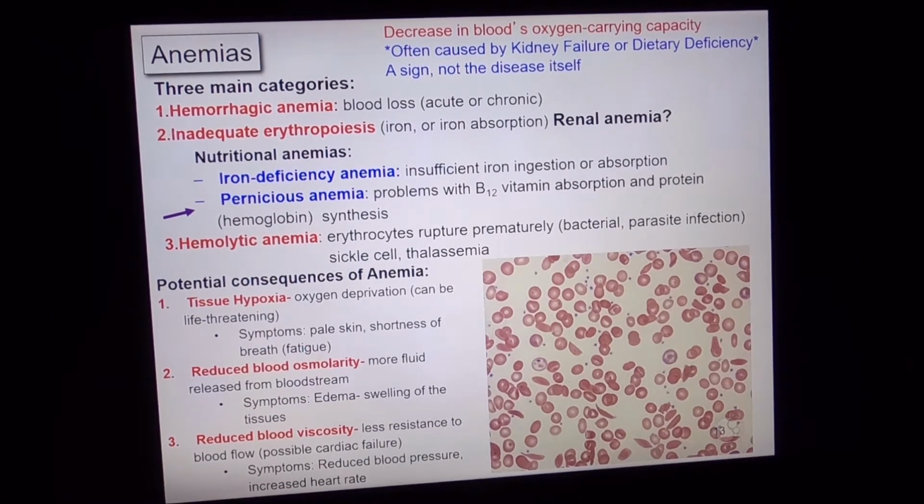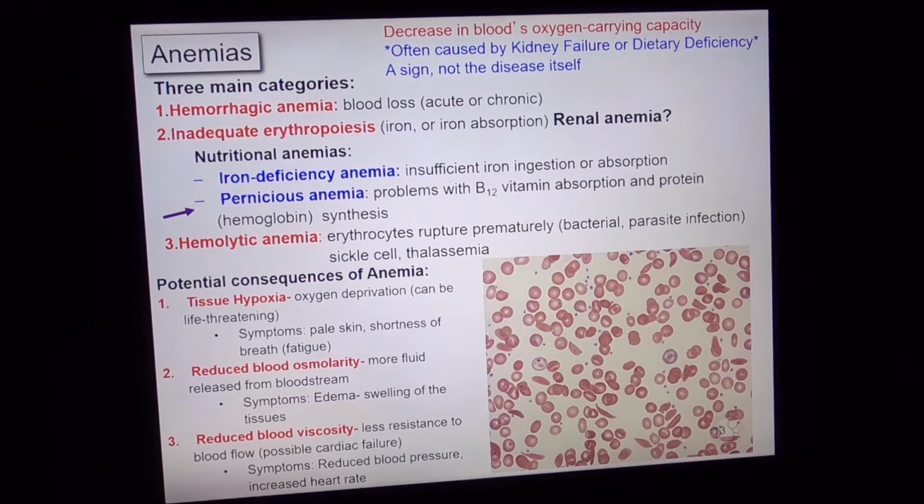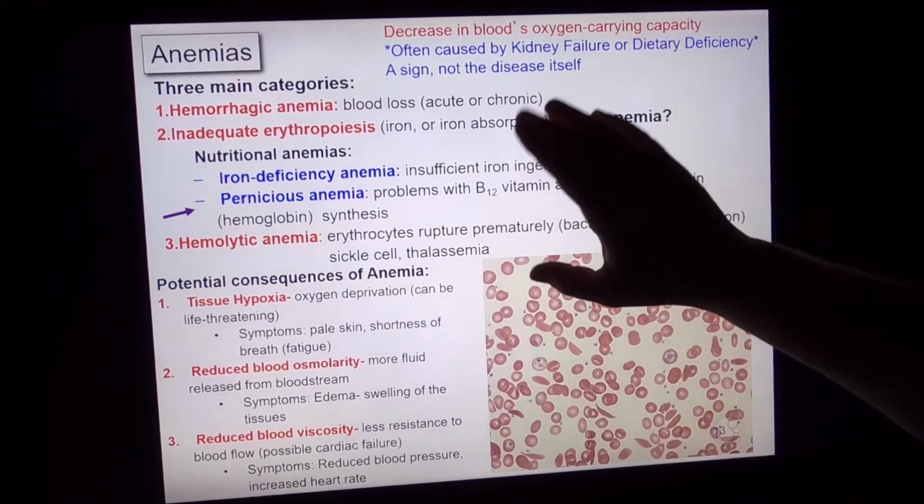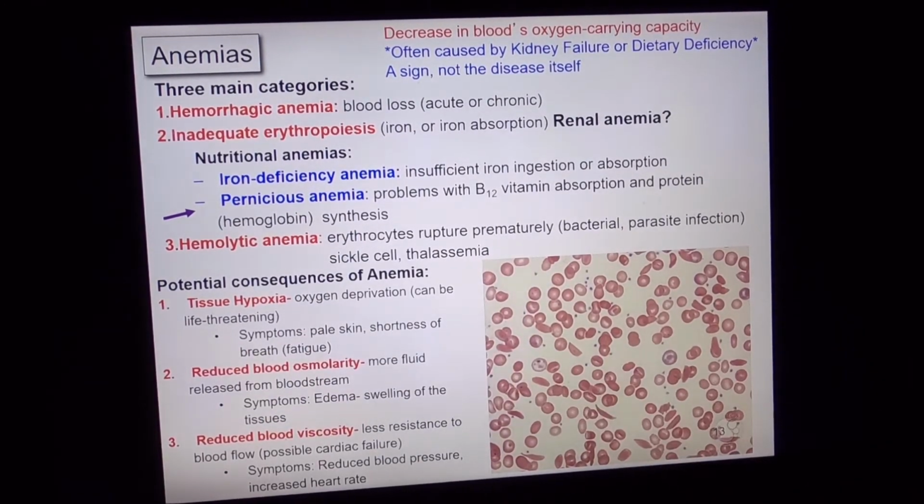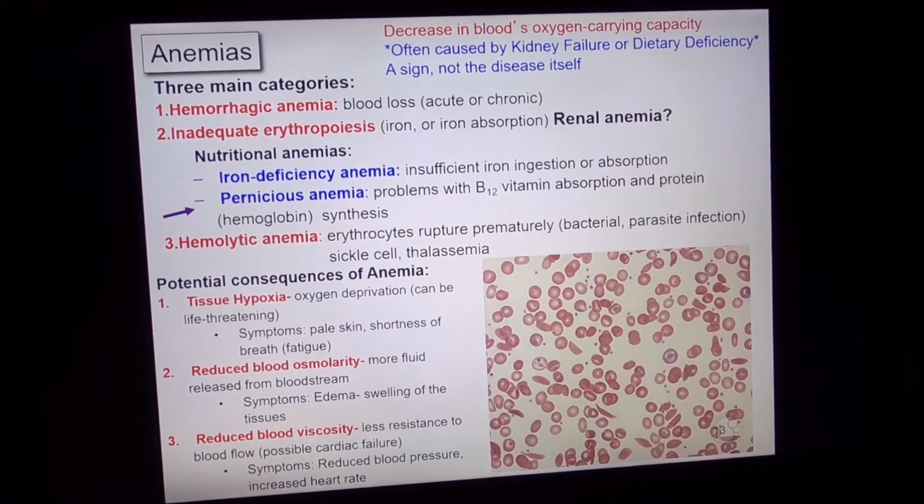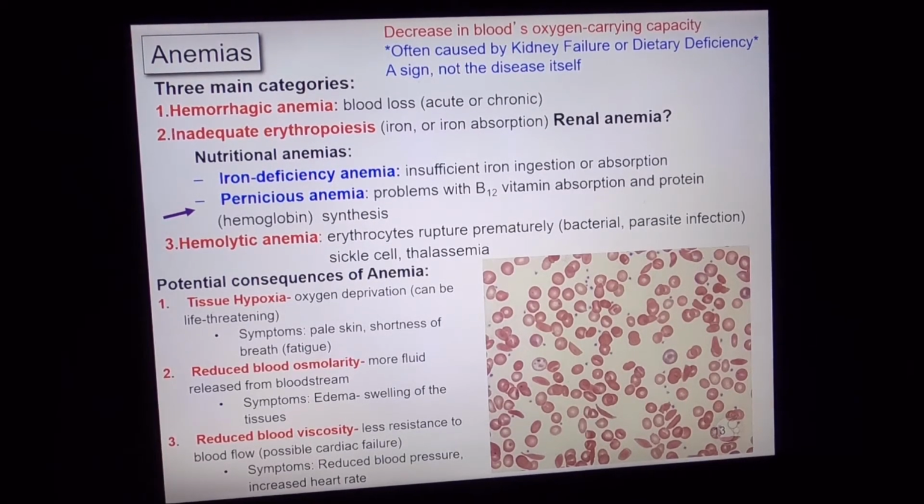Now, there are two nutrient-based anemias. Again, think about dietary deficiencies. Iron-deficient anemia, where you're simply not ingesting enough or not absorbing it for one reason or another. And then kind of famous is pernicious anemia. This is a problem with B12's absorption. When you're having issues with B12, that's referred to as pernicious anemia. Again, B12 is very important in the process of forming those red blood cells, and particularly that hemoglobin.